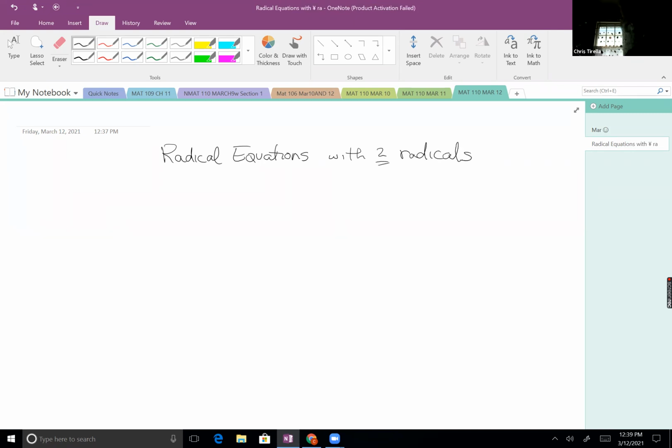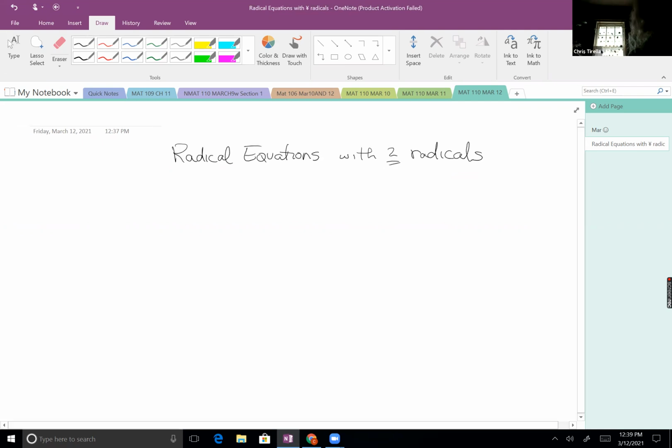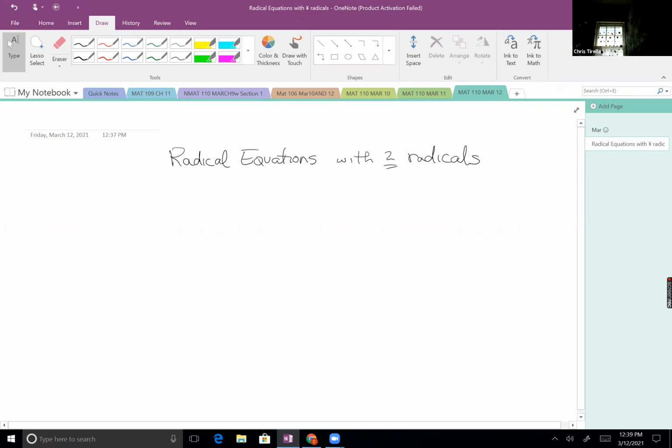And if it has two radicals, it's going to be like that old gum commercial, double the fun, twice the fun. I'm going to have to square it twice. Let's look at an example and go through how to do it as we work through that example.